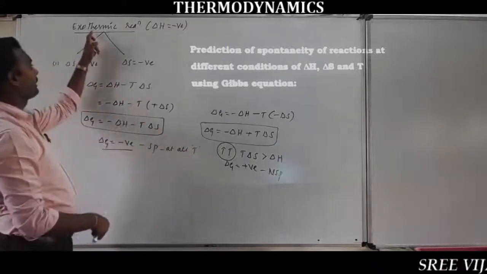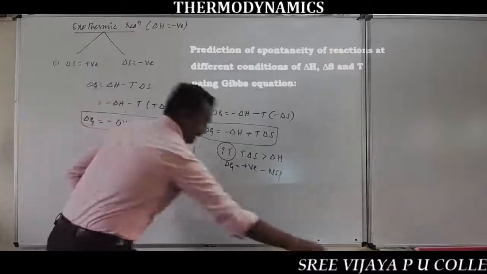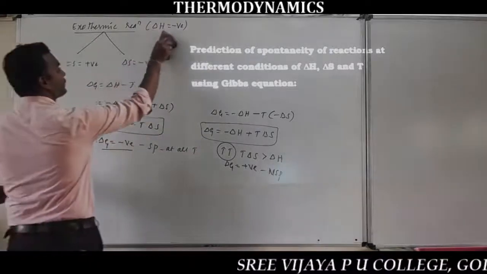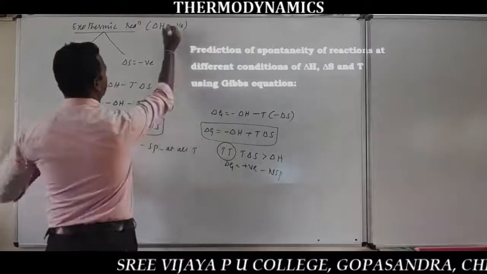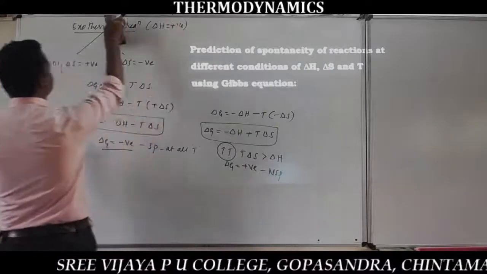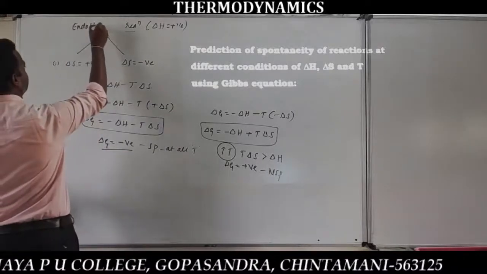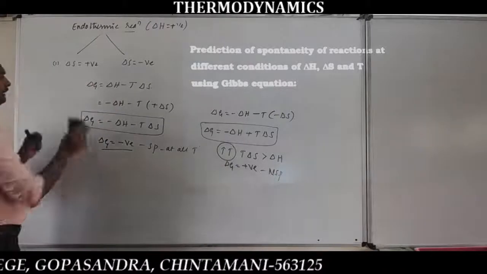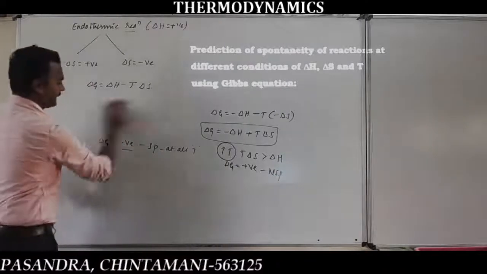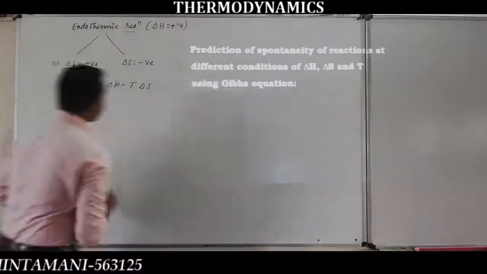In the same way, what you have to do is take endothermic instead of exothermic. When we take endothermic, delta H is positive, that is endothermic reaction. In the endothermic reaction, again check the delta S positive and delta S negative, both conditions. Substitute the values.